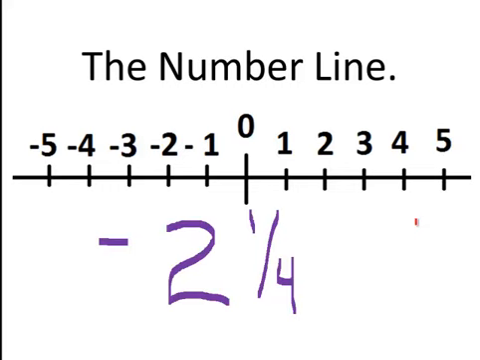Where would negative 2 1/4 go on the number line? It would go about there. A common mistake that people make when placing things on the number line is that you would say, oh, 2 1/4 would be about here. Well, that's what happens when you're on this side of the number line, but now we are 2 1/4 away in the other direction.